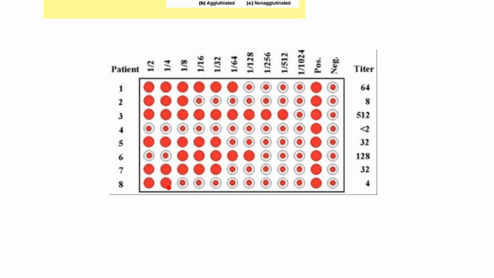The highest dilution that yielded their endpoint was 4. So not well immunized, not a good response to whatever they were vaccinated against. Patient 3 was an excellent response. So this brings up a discussion: different animals respond differently to the same vaccine.